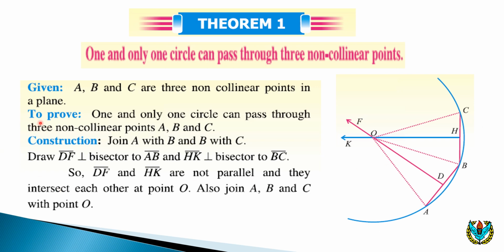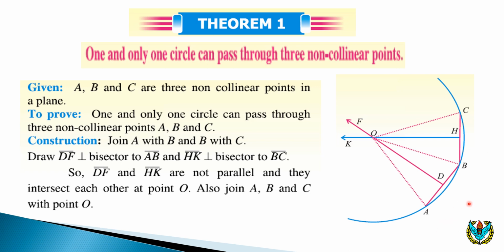The second step is to prove one and only one circle can pass through 3 non-collinear points A, B and C, as we have discussed. The construction is, what we will do in the construction, that we will join point A with B, it's a line segment, and then B with C. We will join AB and then BC.